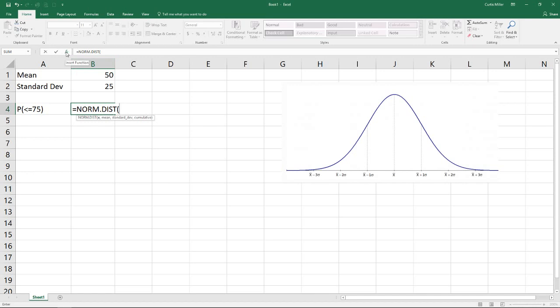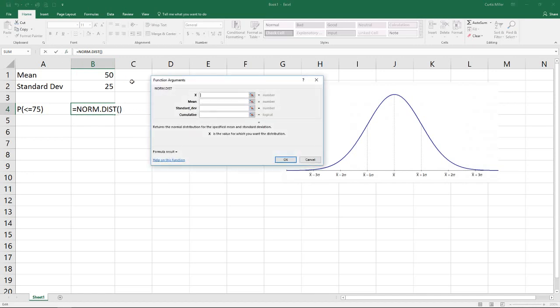So let's open up our insert function window. We see it again up here next to our formula bar. And so we've got our x value. So I'm going to put in 75. That's the number we just mentioned. Our mean here is our 50. I will lock that with our F4 key. Our standard deviation is our 25 value, and I'll lock that with our F4 key as well.